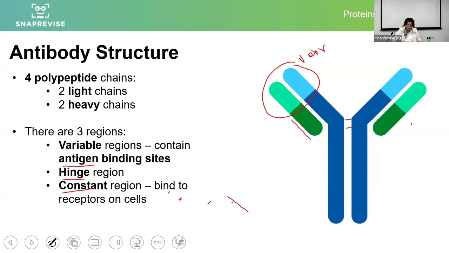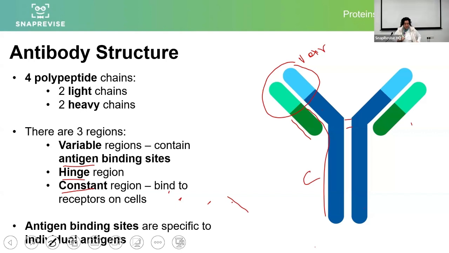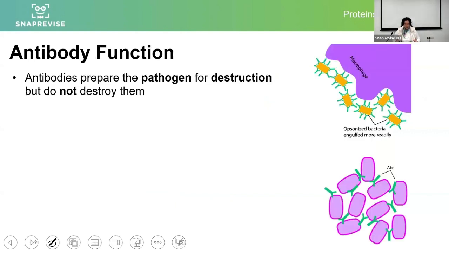So this and this is the constant region. So the variable and the constant regions can be on both the light and the heavy chains. Make a note of that. And of course, as we said, the antigen binding sites are specific to individual antigens.